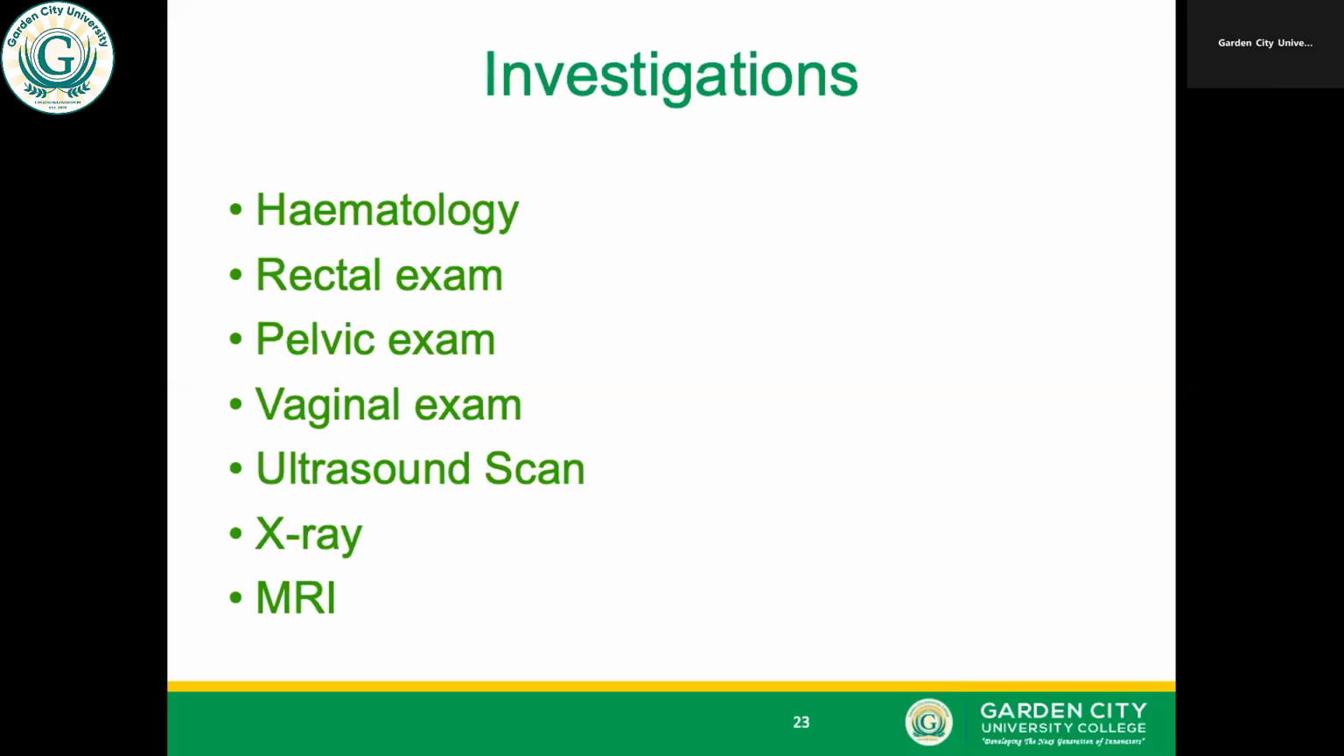Then you can also do, then you'll be able to see that the cervix has descended down into the vagina or so close into the vagina. Or when you use a speculum and examine the vagina, you realize that the cervix has gone down into the vagina or even coming out of the vagina. Then you can also do X-ray or magnetic resonance imaging to rule out uterine prolapse.